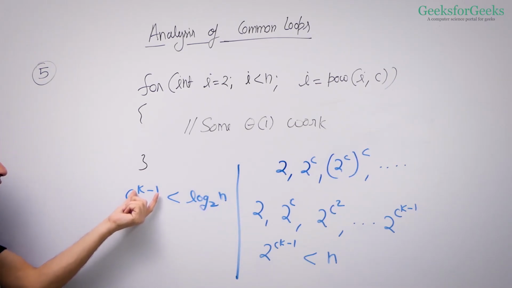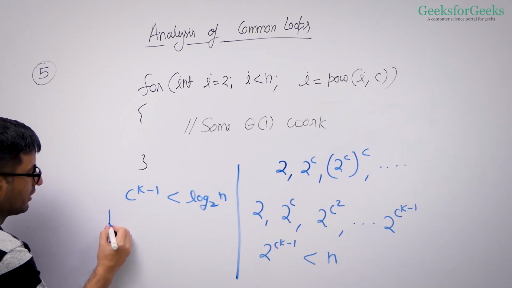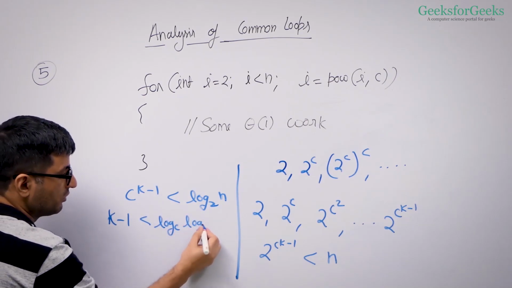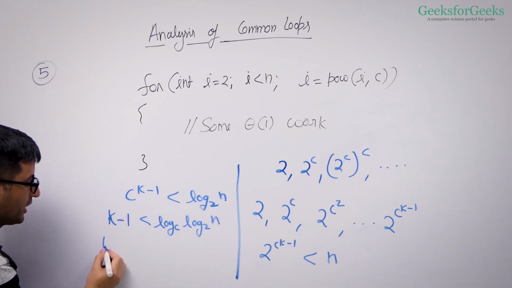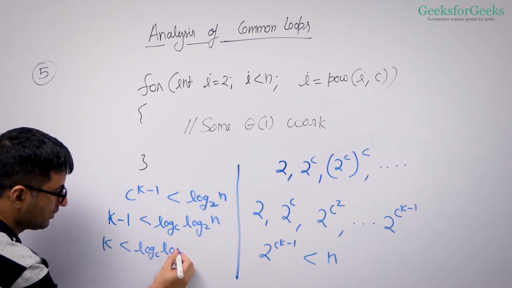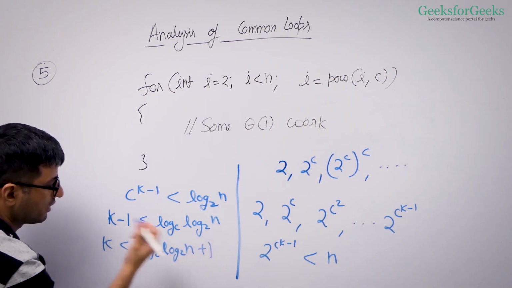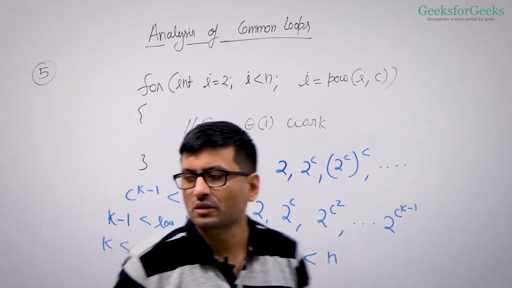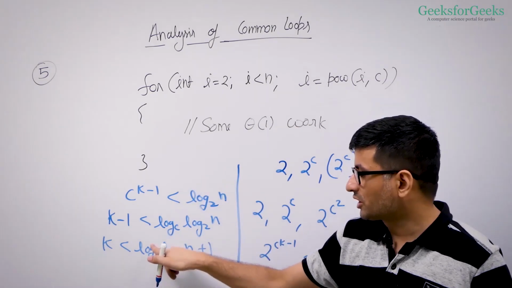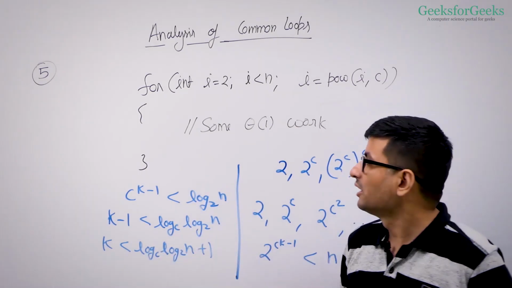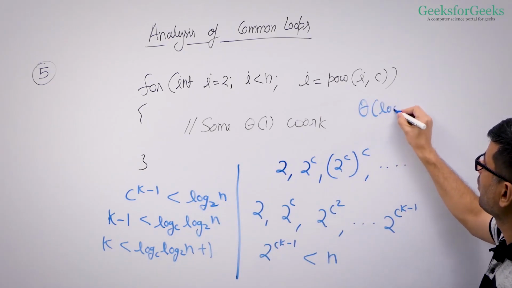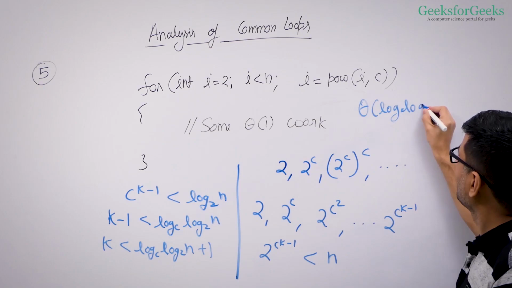Now we still have k in power, so we need to take the log again. So k minus 1 has to be log base c of 2n, which means k has to be smaller than log base c of 2n plus 1. What is this order of growth? You can ignore the lower order term and you can say this code grows this much in terms of input size. So the time complexity of this particular code is theta of log n.